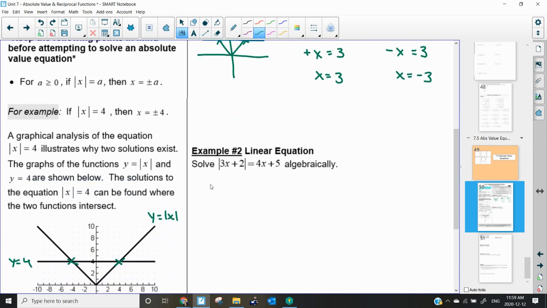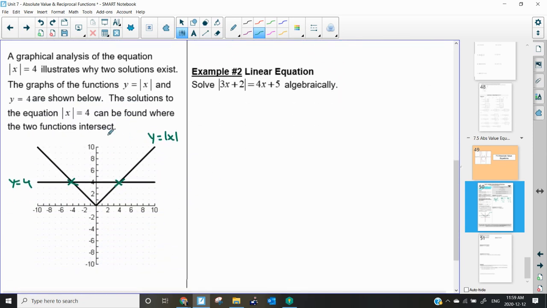All right, so let's get a little bit more complex here. The next one we're going to look at here, we have absolute value of 3x plus 2 is equal to 4x plus 5. So again, we're going to consider our two cases. Case 1, we have a positive 3x plus 2. And case 2, we have a negative 3x plus 2. Notice that I have the 3x plus 2 in brackets.